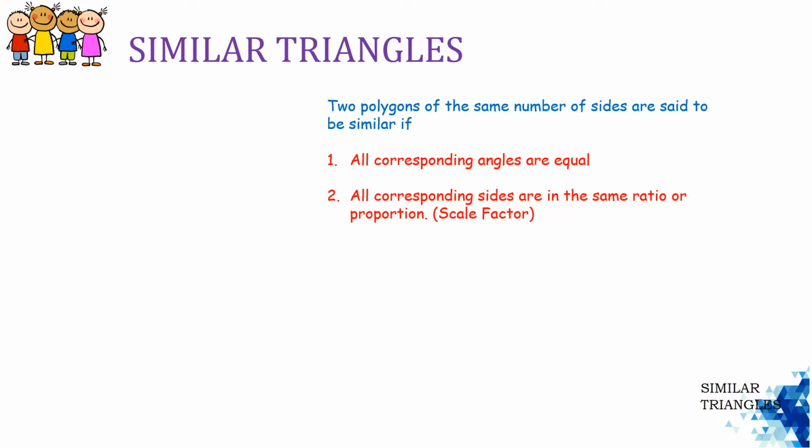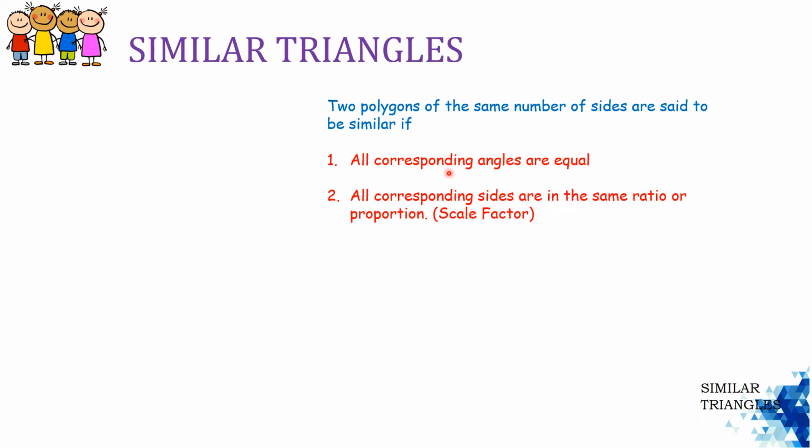This we have seen already. Two polygons with the same number of sides are said to be similar. When we say that polygons are similar, it is not just by looking at the figure; there are some conditions for it. One is that all the corresponding angles should be equal. All the corresponding angles of this polygon should be equal to all the corresponding angles of the other polygon. If the angles are equal, then I can say it is similar. These two conditions should be satisfied.